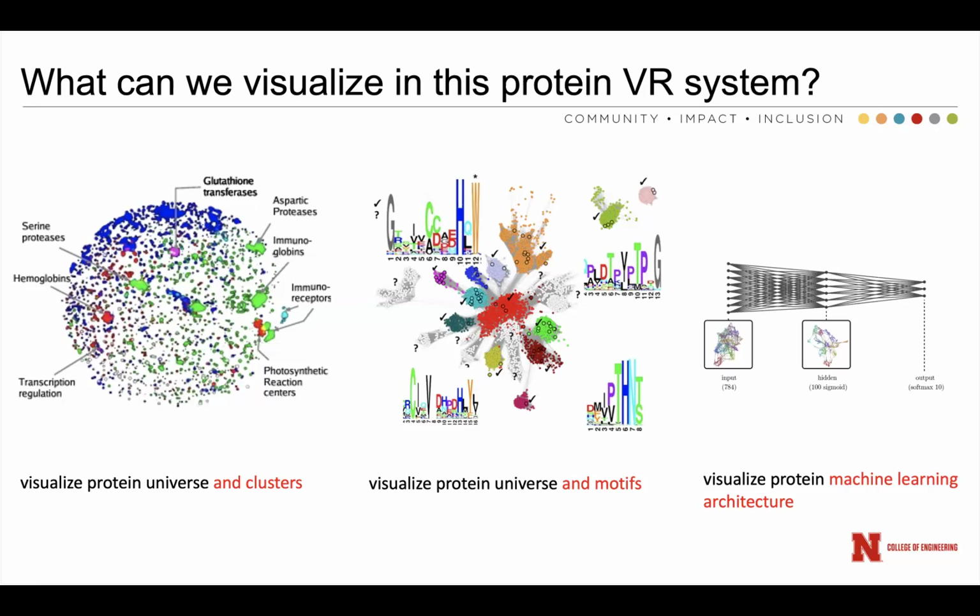Third, the user can also visualize protein machine learning architecture. For example, the VR system can easily visualize the neural network in a 3D format. The user can navigate into each neuron and see what's special there.